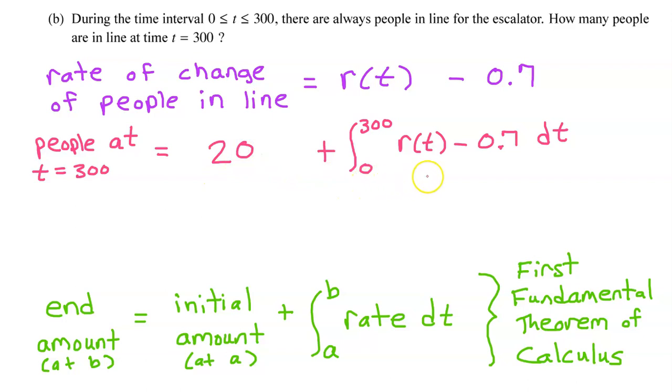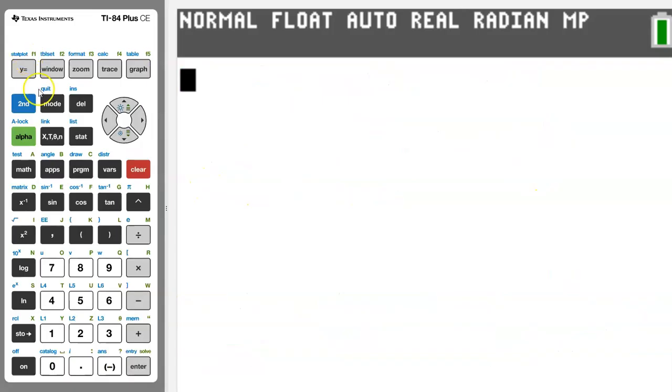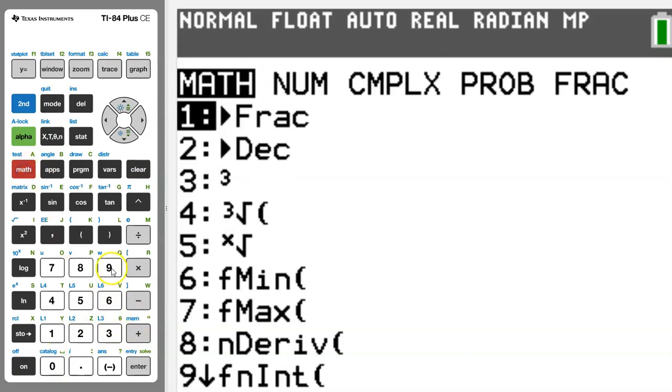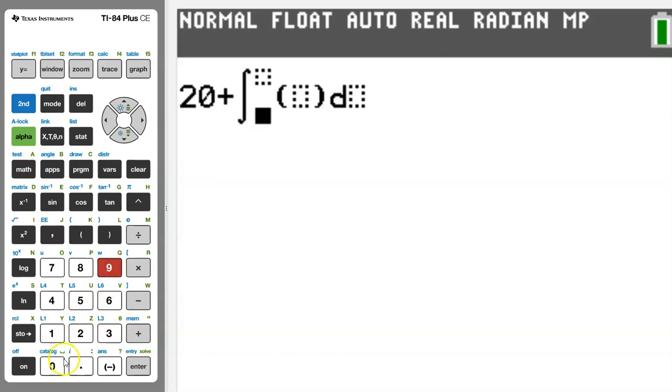This is a calculator active problem, so we can type this entire thing into the calculator. We start out by typing 20 plus. Now it's time for the integral. We hit the math button and choose option 9. We are integrating from 0 to 300, and we are integrating r of t minus 0.7.